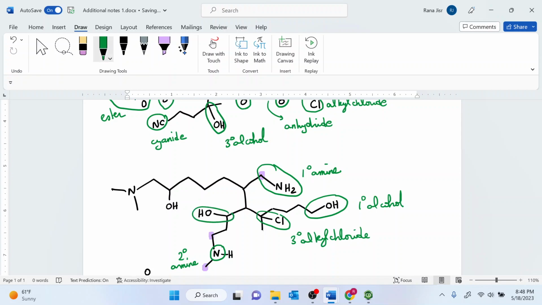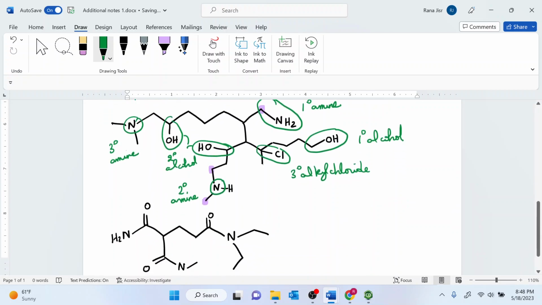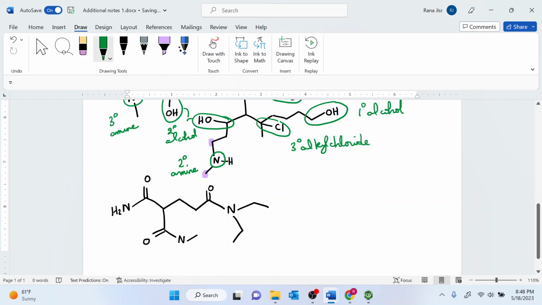And then I have my secondary alcohol. These two are secondary alcohols as well. And this one is going to be a tertiary amine. I think I still have one more over here. And this is the different types of amides. So this one, since it ends in NH2, it's a primary amide. And it's a primary amide because the nitrogen here is connected to a carbon.